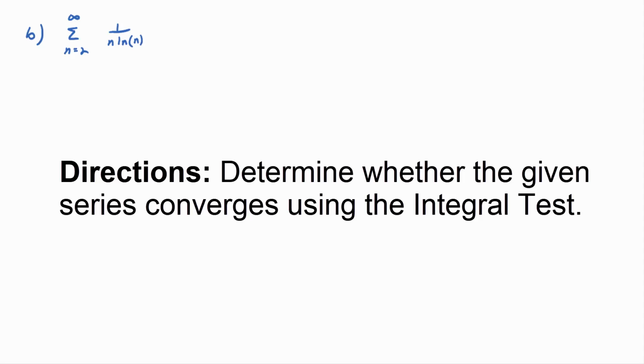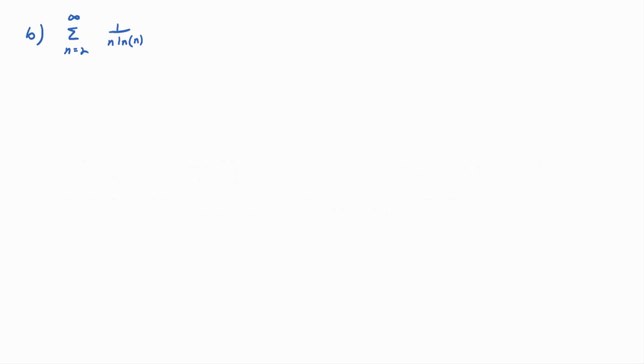Now, the integral test is flexible. If you start at n equals 2, it still works. So that's flexible. Because if you think about what f does, f is positive, continuous, and decreasing. So it looks like this, right? Goes downhill from left to right. Here's the x-axis. Here's the y-axis.